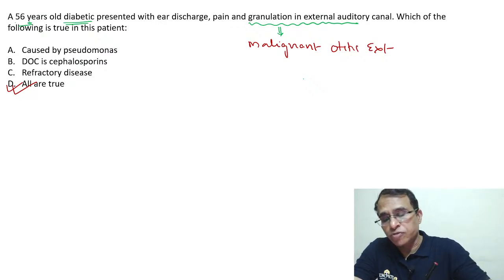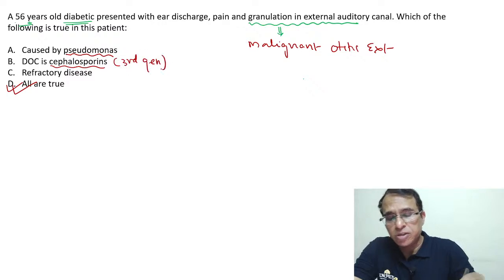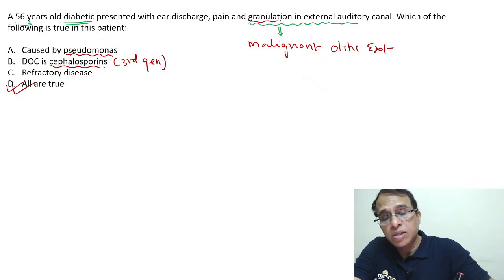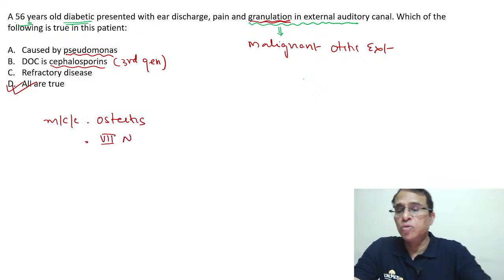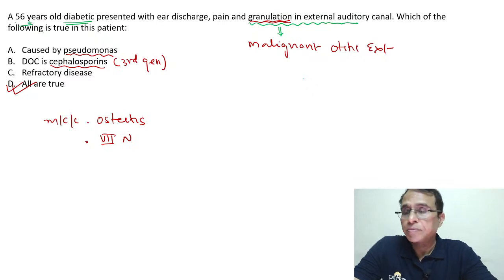The pathogen, you know, is Pseudomonas, and cephalosporin 3rd generation is the drug of choice. If they ask you the main finding, it is this granulation in the canal. The most common complication is osteitis, and the most commonly involved nerve is the facial nerve, right?